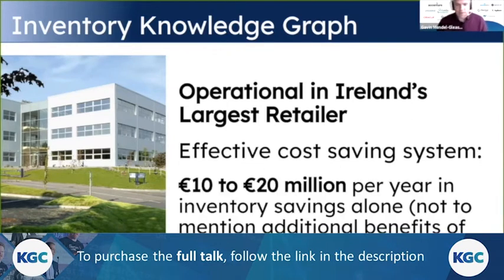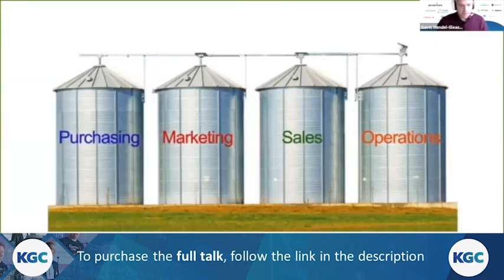So we were able to save between 10 and 20 million per year in inventory, and that's not to mention the other beneficial side effects that come from having information about the entire process of inventory management. So what's involved in inventory management? Well, actually, there's a lot of data.